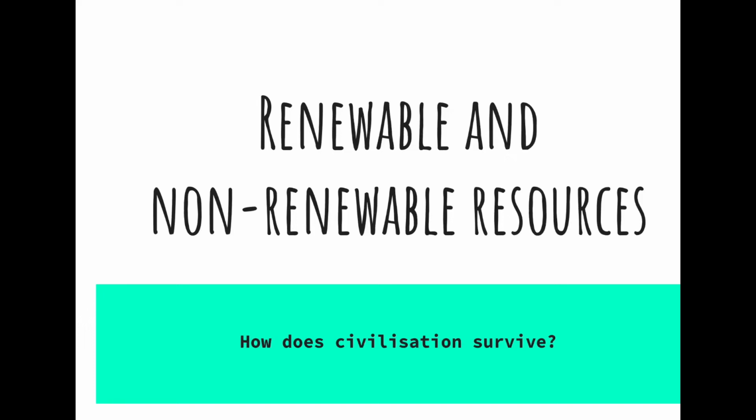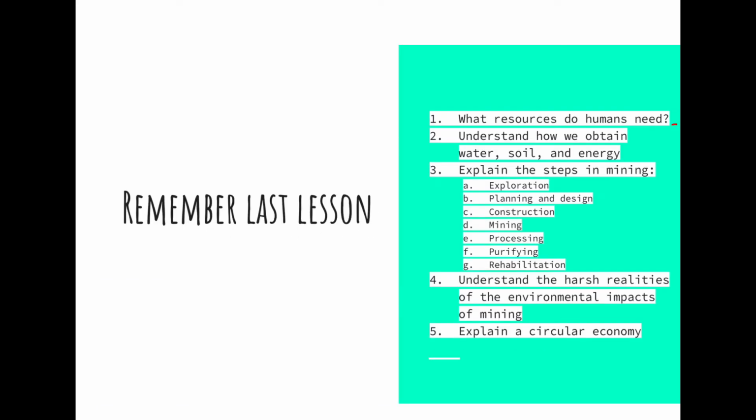Okay, so this lesson is all about what is a renewable resource and a non-renewable resource. Last lesson we talked about what these resources were and what humanity needs to survive. We talked about water, soil, energy and the mining process in detail, and we looked at some of the environmental impacts of mining. We also looked at this concept of a circular economy where there's as minimal wastage as possible.